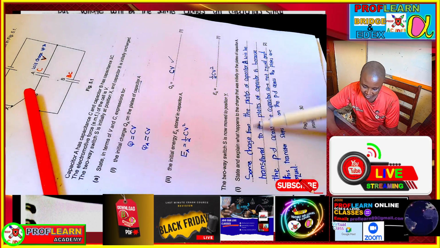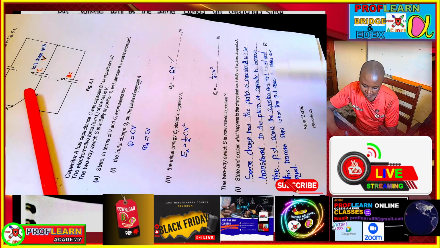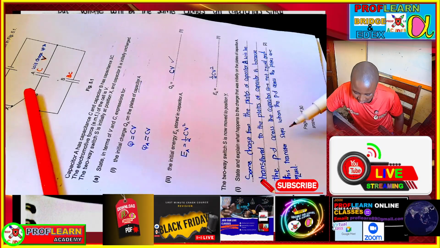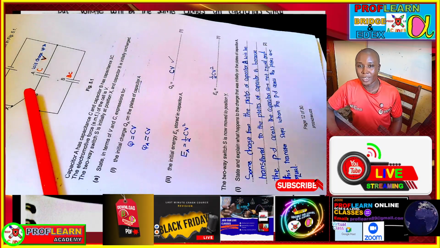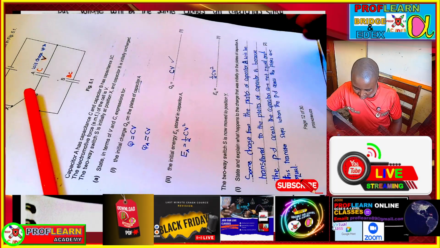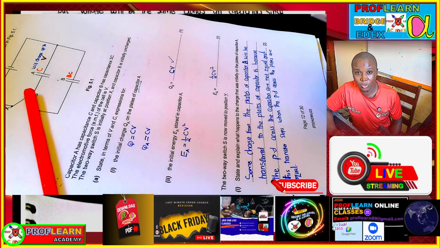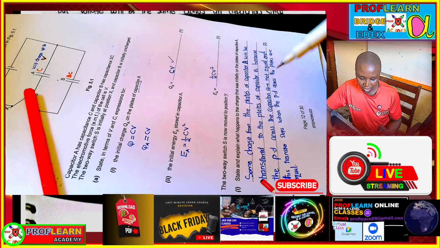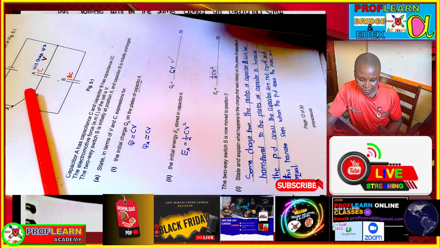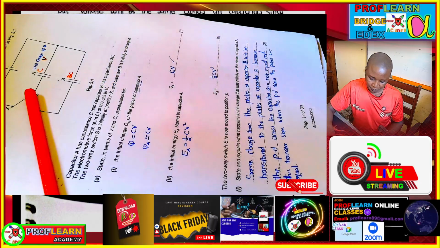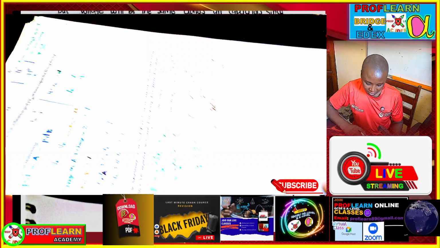Some charges from the plates of capacitor A will be transferred to capacitor B because the PD across the capacitors is not the same. And this is going to continue until the charge transfer stops, immediately the PD on this capacitor is equal to the PD on this particular capacitor. Let's look at the next question.